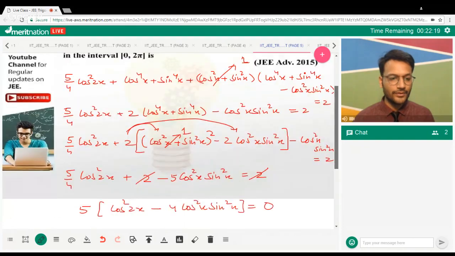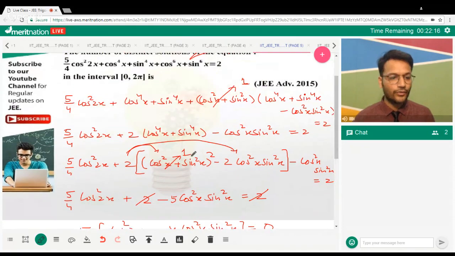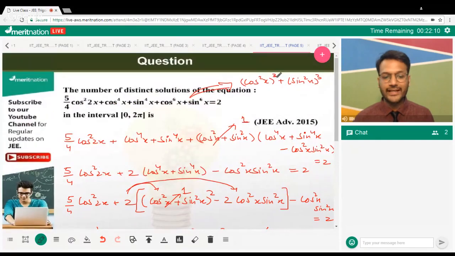So basically, what have I done, Santosh? I've copied this as it is, and this term, I've split it, cos square x whole cube, sine square x whole cube. And I've applied the formula of a cube plus b cube, which is a plus b into a square plus b square minus ab. Then this was 1. I've written this as it is over here. Cos x to the power 4, sine x to the power 4 over here are being added. So it's twice of this.